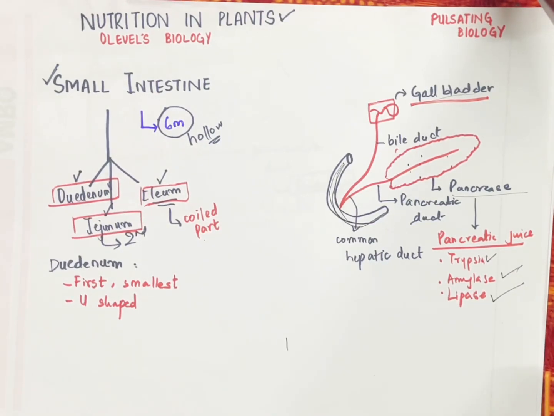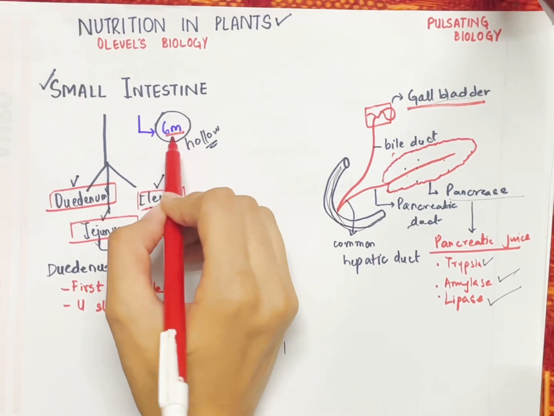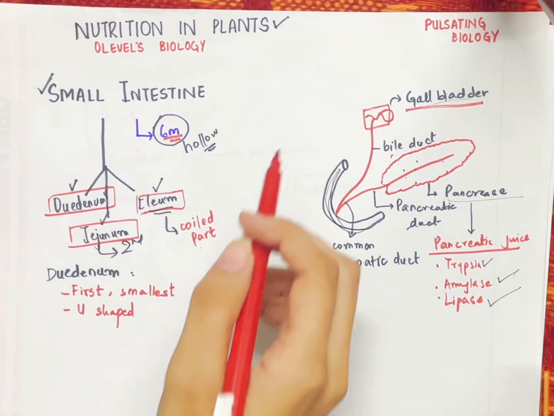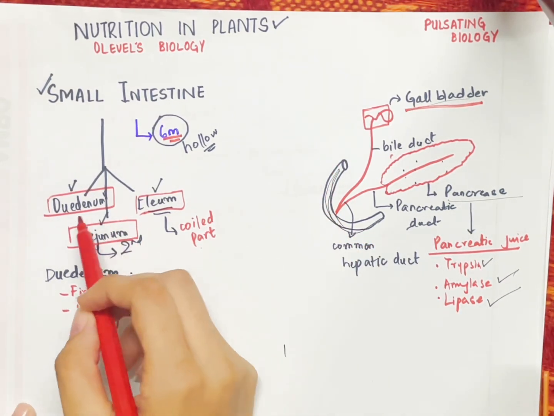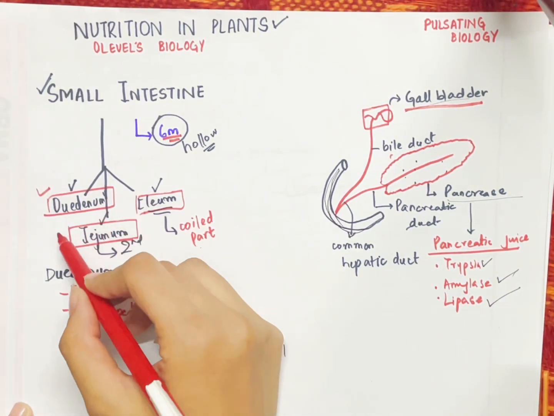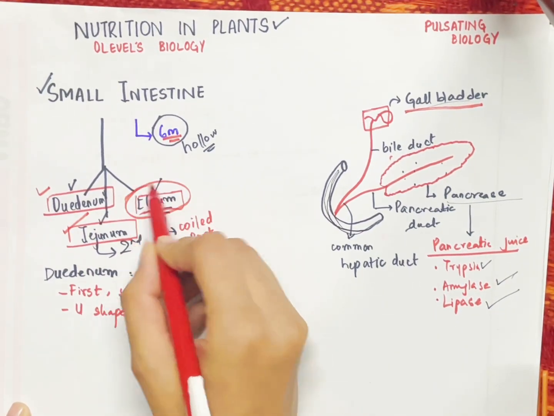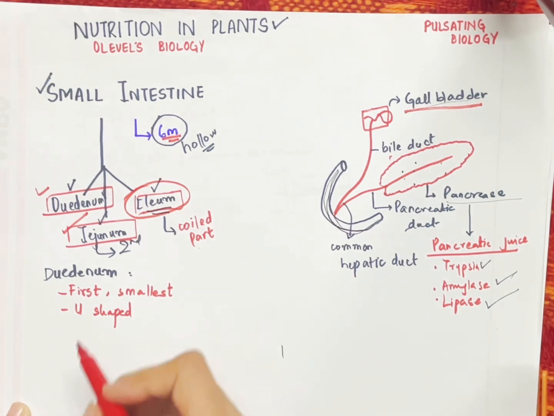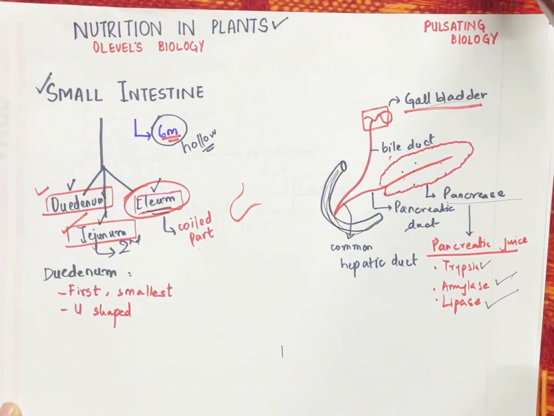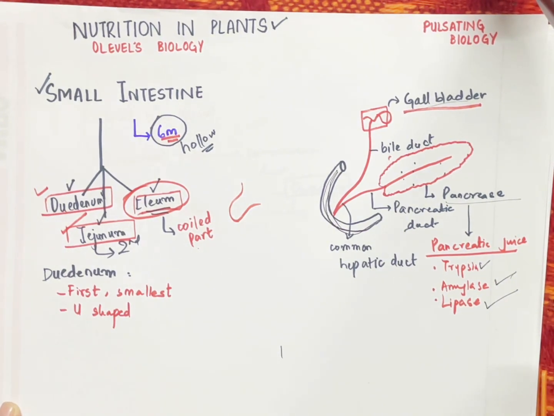Now let's talk about the small intestine. The small intestine is almost 6 meters long. It is again a hollow tube, just like the esophagus, and it consists of three subparts: the duodenum, jejunum, and the ileum. The first part is the duodenum, then the jejunum, and the last part is the ileum, where absorption takes place. The duodenum is the smallest part, a U-shaped structure that is the opening of the small intestine.